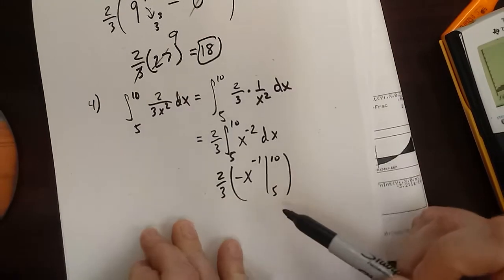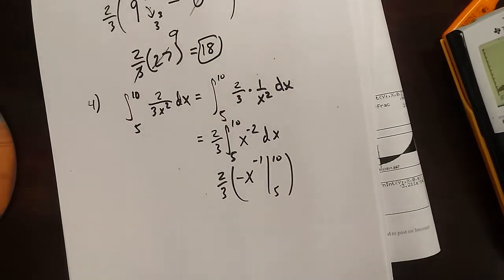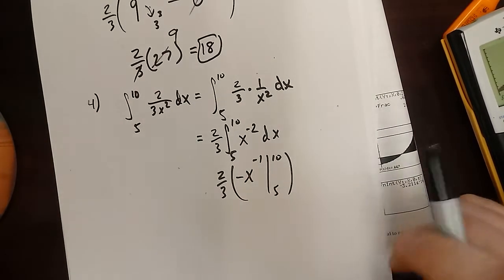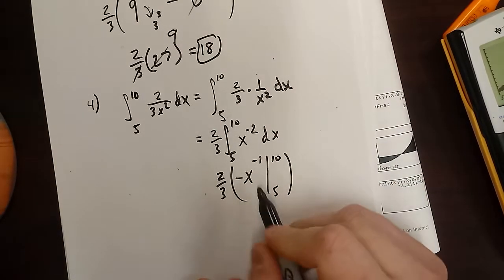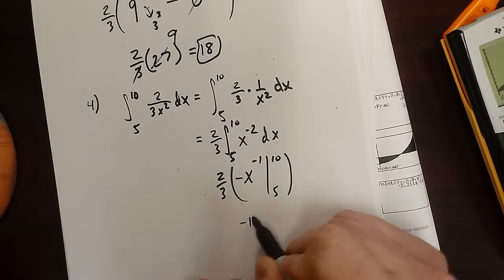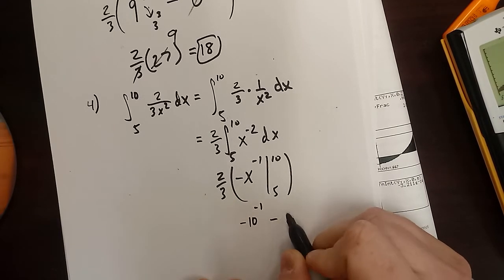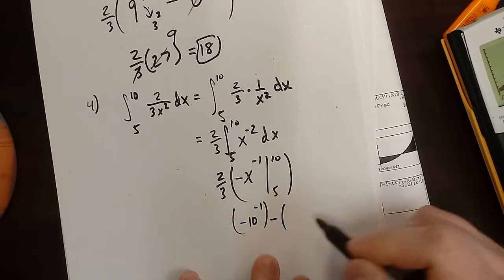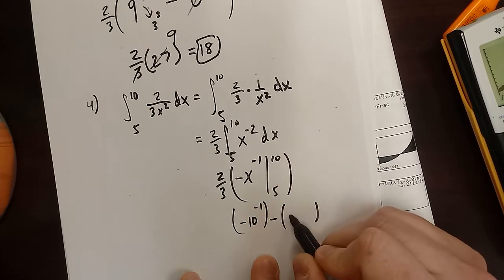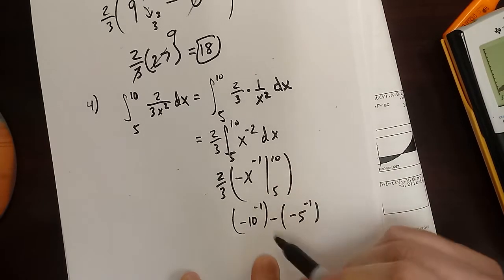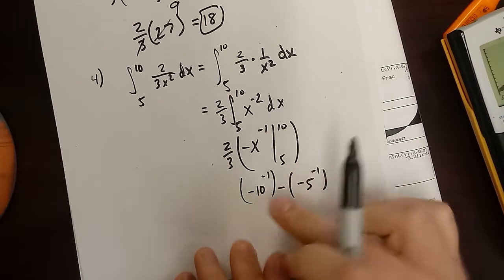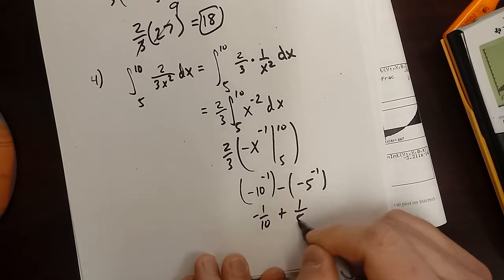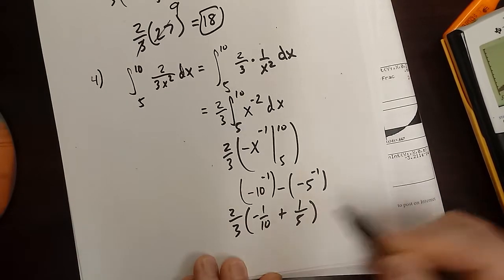I almost wrote plus c out of habit there. So I'll get my answer, and then I'll simply multiply by 2/3. So let's see. First I'm going to plug in 10, so that's negative 10 to the negative 1 minus. Now this is where these parentheses can be really helpful. I wasn't about to use them. So we can say this is negative 5 to the negative 1. So that's actually going to turn into a plus. So to the negative first power means it gets flipped. So this is negative 1/10 plus 1/5. And then whatever we get there, we'll multiply by 2/3.